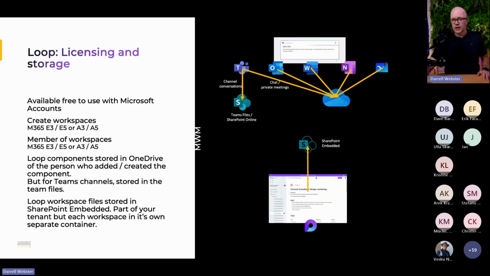Loop components are stored in the OneDrive of the person who created them. So if they have added them to a meeting, added them to a chat, the person who added that to that little conversation, email, Word document, whiteboard, the component is saved into their OneDrive. And yeah, I mean, that's pros and cons of that.